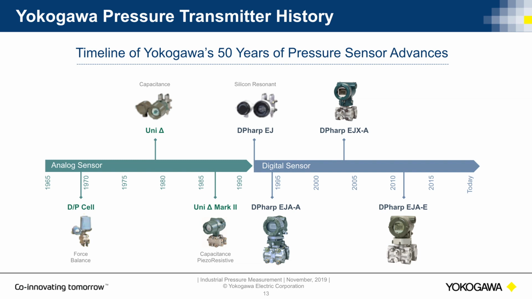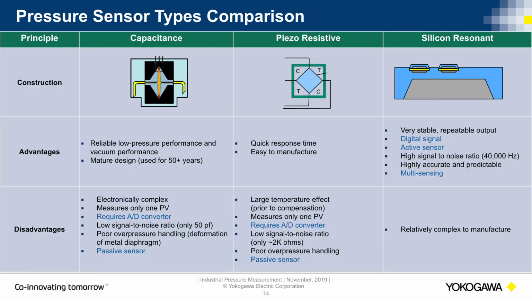This allowed for better accuracy, quicker response time, and more long-term stability of the transmitter. And then about 2012, the EJA E series, which was basically a revision or upgrade to the EJA A, was developed. This allowed for a quicker response time, and some of the more features and benefits that the EJX A also has. So today, both the EJX A and the EJA E are available to our customers.